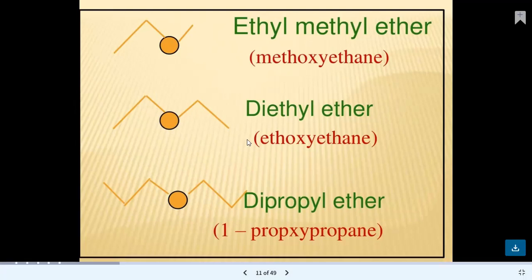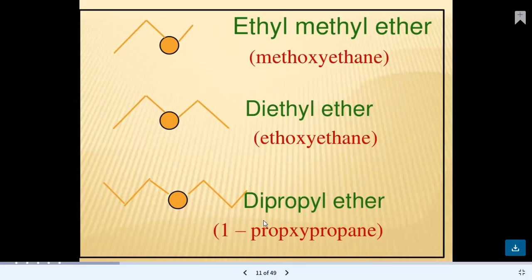Yes. Okay, perfect. Notice that in this case, this O here shows an ethyl to the side, another ethyl to the side, and then you have diethyl ether or ethoxyethane. Look at this now. We have 1, 2, and 3 carbons. That's a propyl. And the same thing to this side, 1, 2, and 3 carbons. So this is dipropyl ether.